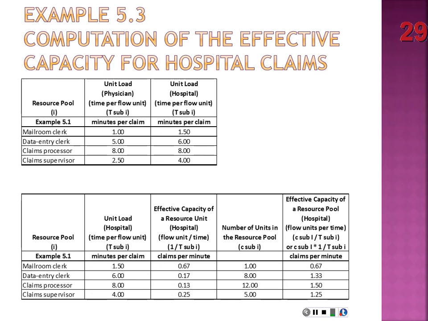Is the number of units in the resource pool given to us in the problem, like the third column? Yes, that's given to us. This information is given to you, and this information is given to you. So you'll be calculating this and this. I'll do it on the screen for the online students. Basically, this information and the number of units in the resource pool are given to you. Then you calculate the effective capacity of the resource unit and the effective capacity of the resource pool.